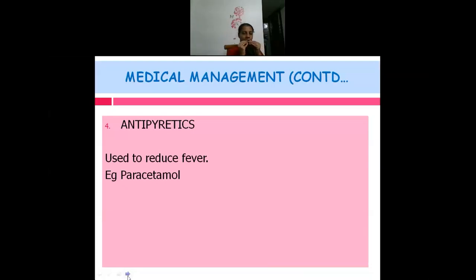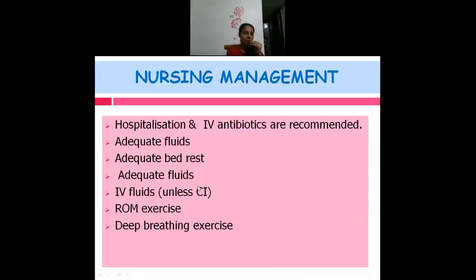Nursing management, particularly for endocarditis: hospitalization may be essential because you may have to start the IV antibiotic prophylaxis. Tell the patient to take adequate fluids and to monitor the intake output. They should also have adequate bed rest so that there is no extra workload on the heart. Then IV fluids can also be given unless a person has heart failure or any other contraindication. Then range of motion exercises, passive exercises, can be given to the patient. Along with that, deep breathing exercises are also taught.